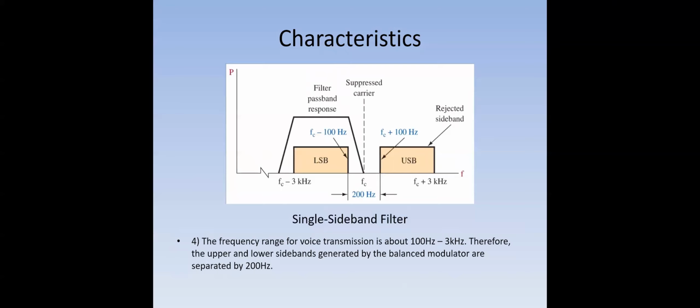All right, continuing on. Here we have our frequency range for the voice transmission. I told you this before, but when it comes to voice transmission, we have a range of about 100 hertz to 3 kHz. Now, I know some people can talk lower and some people can talk higher, that's fine, but this is an average. Therefore, the upper and lower sidebands generated by the balanced modulator are separated by 200 hertz again. So that number we'll be using in our calculations in a little bit. Just keep that in mind.